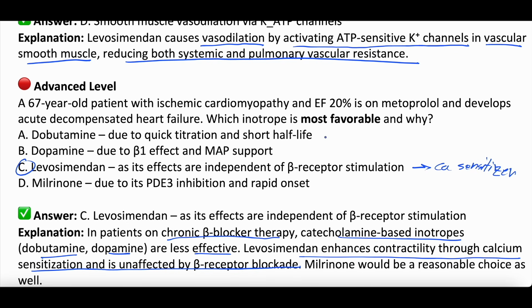Dobutamine uses beta receptors, so it would not be a good choice in patients on beta blocker therapy. Dopamine does the same thing, and we don't really use dopamine anyways. And then Milrinone is actually a reasonable choice in the US. This is the choice we use in patients on chronic beta blockers because we don't have access to levosimendan.